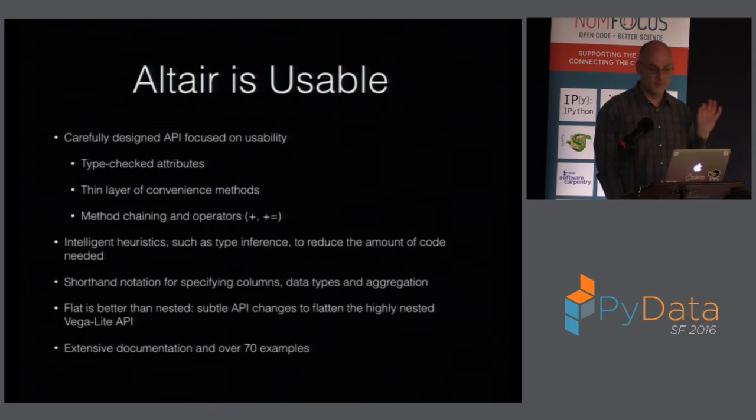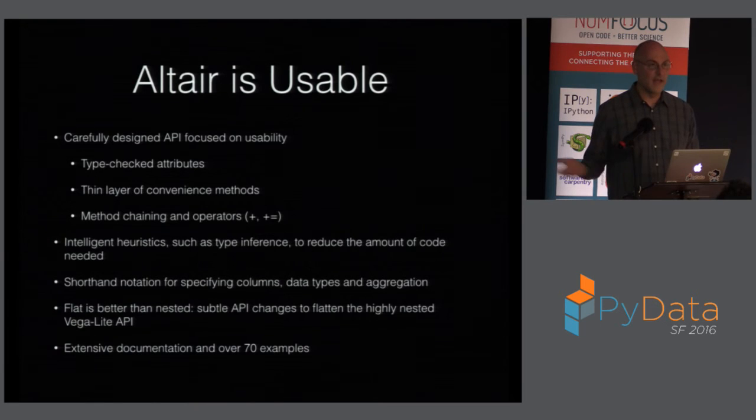And then in a few careful places, we allow things like method chaining, and we've overridden operators such as plus and plus equals for layering. There's intelligent heuristics, such as type inference. Right? You've got a Pandas data frame. Pandas knows what the types of your columns are. In a Vega-Lite specification, you have to specify your data types. We can do that automatically because we have the original data and can do that inference. There's also a shorthand notation for specifying columns, data types, and aggregation. And then there's extensive documentation and over 70 examples.